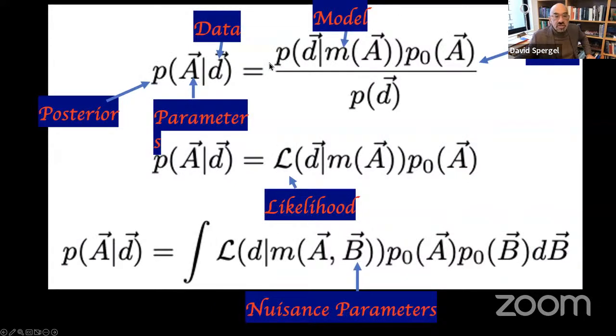And that's equal to the probability of the data given the model times what we call the prior, P naught of A, what we know about the parameters in advance, divided by the probability of the data. And in most cases, the denominator is just a normalization factor. So then we can rewrite this as the probability of the parameters given the data is what we call the likelihood of the data given the model times our prior. And this rather simple equation encapsulates much of what we want to do in data analysis when we have a model and we want to ask, how do we determine the best parameters?